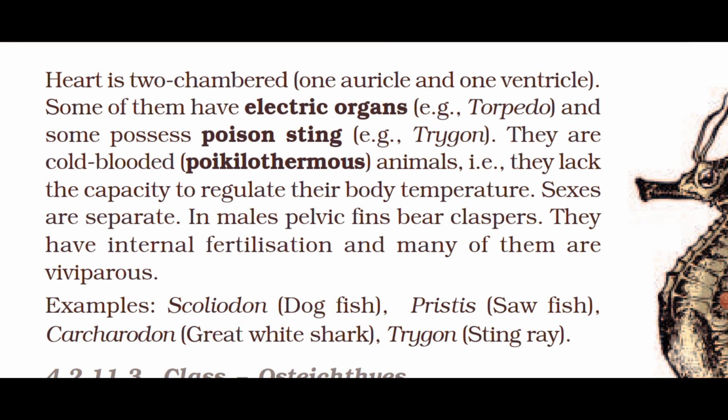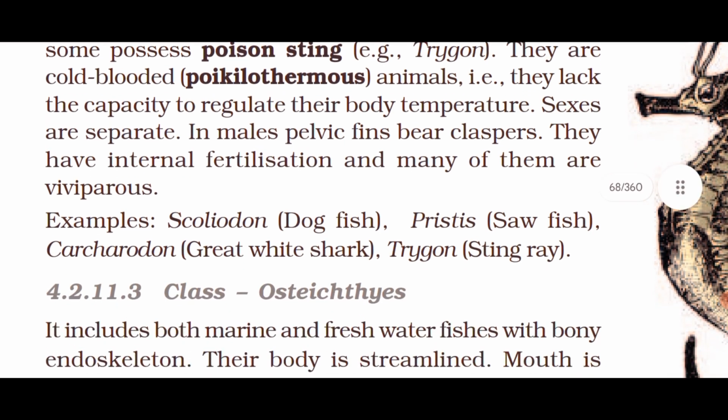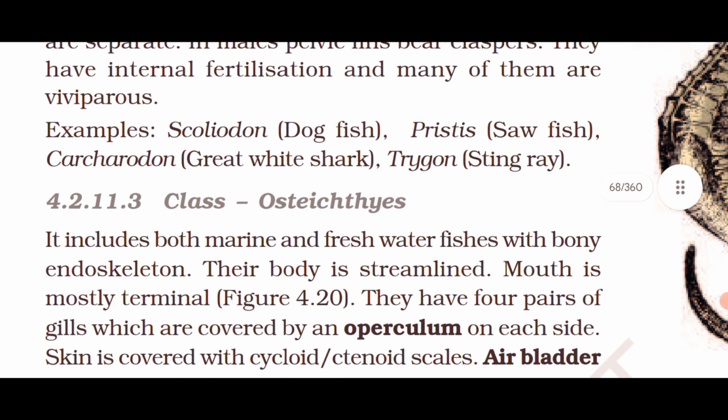Sexes are separate. In males, pelvic fins bear claspers. They have internal fertilization and many of them are viviparous. Examples: Scoliodon, known as dogfish; Pristis, known as sawfish; Carcharodon, known as great white shark; Trigon, known as stingray.